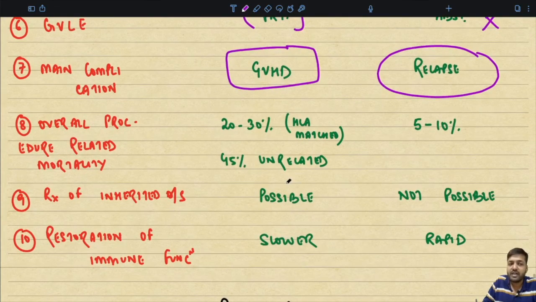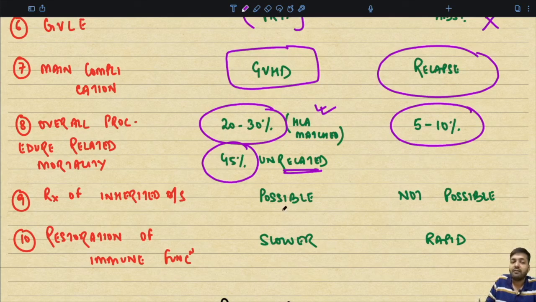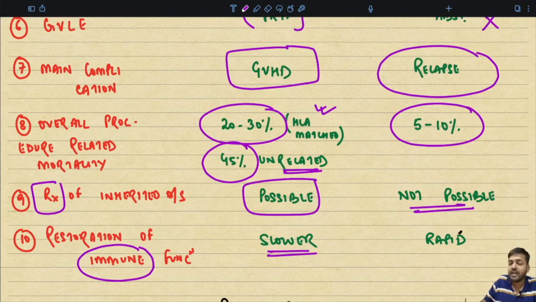Now, the overall procedure-related mortality in the allogenic variety is 20 to 30% for HLA matched bone marrow transplant, whereas it is 45% in case the transplant is between unrelated individuals. The overall procedure-associated mortality is quite less in the autologous variety, around 5 to 10%. Treatment of inherited disease is possible with the allogenic variety, whereas it is not possible with the autologous variety. Restoration of immune function is slower in allogenic HSCT, whereas it is rapid in the autologous variety.